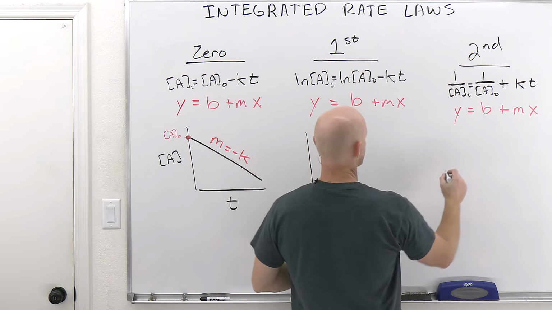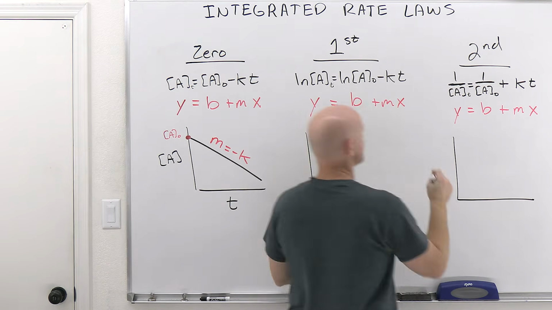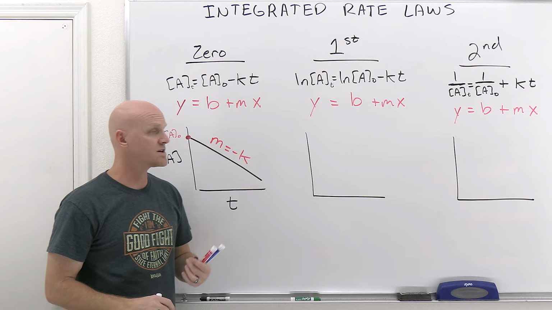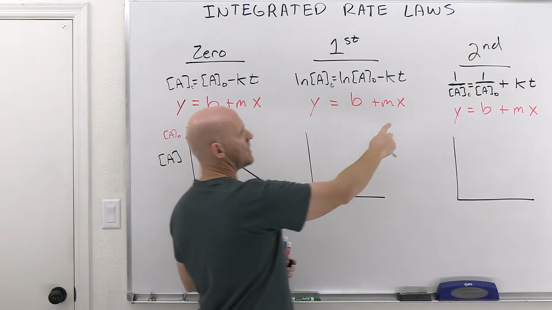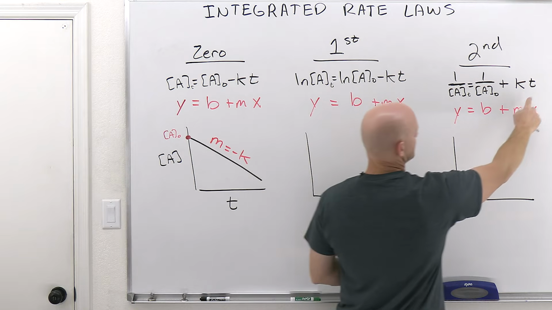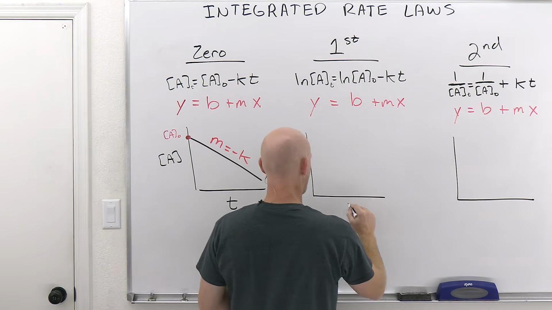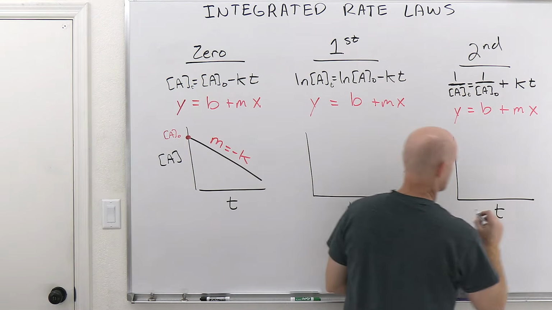Now for first order and second order, again, I've matched up the integrated rate laws here with the y equals mx plus b slope-intercept equation of a line. And notice that always lining up with x is time. Your independent variable, time, is always going to go on the x-axis for every one of these.